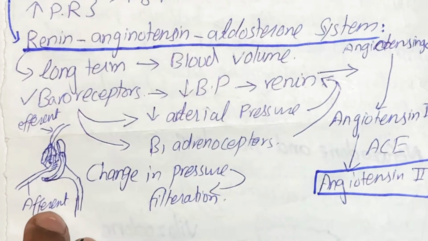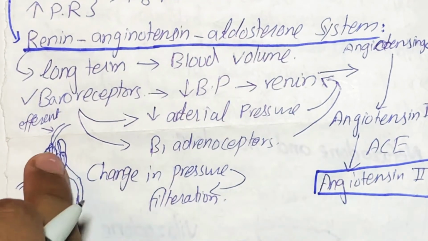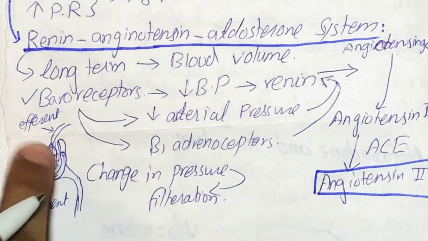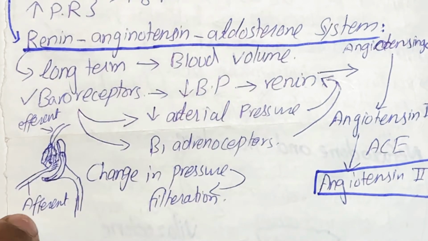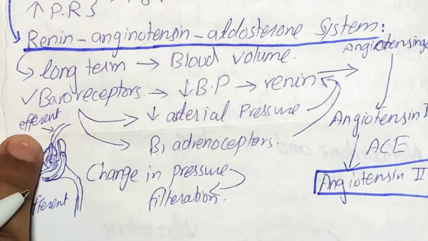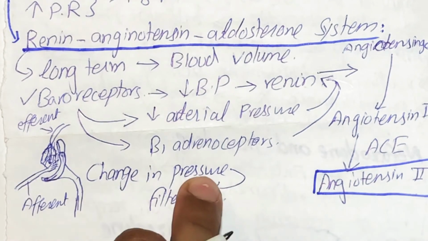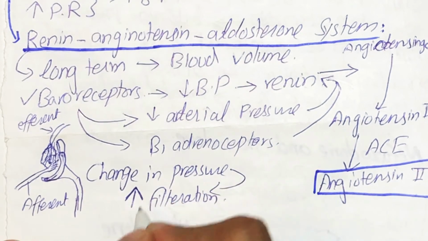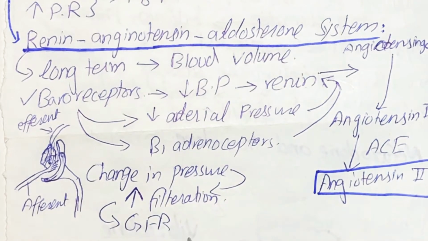So what actually happened over here, this angiotensin II preferentially constricts the efferent arteriole, as it is already having less diameter than the afferent arteriole. When it is further constricted, there is much more increase in pressure, which ultimately increases the filtration rate, GFR, that is glomerular filtration rate.